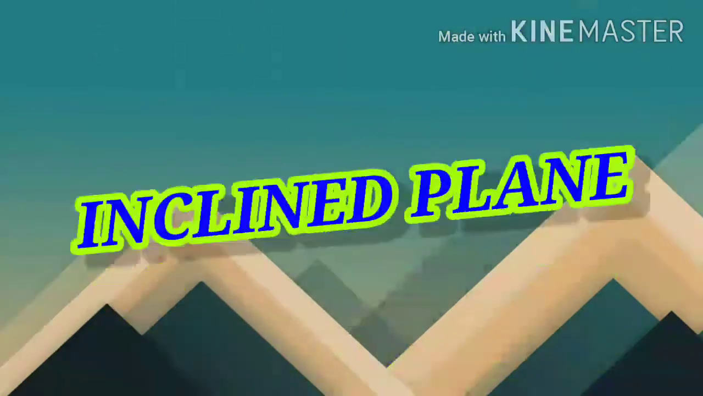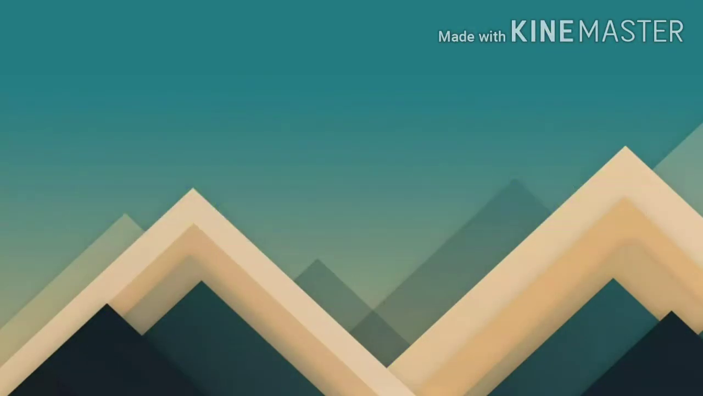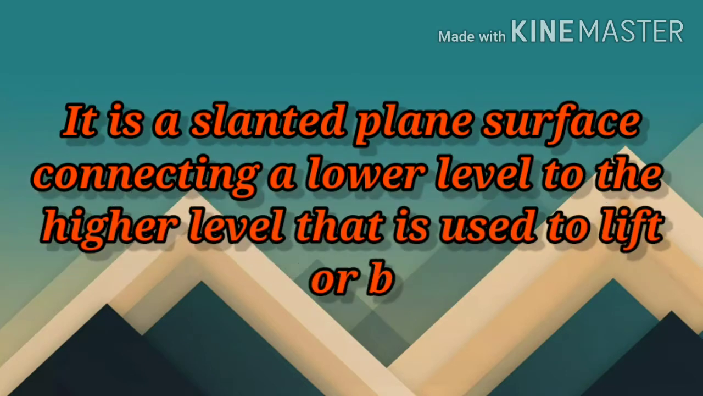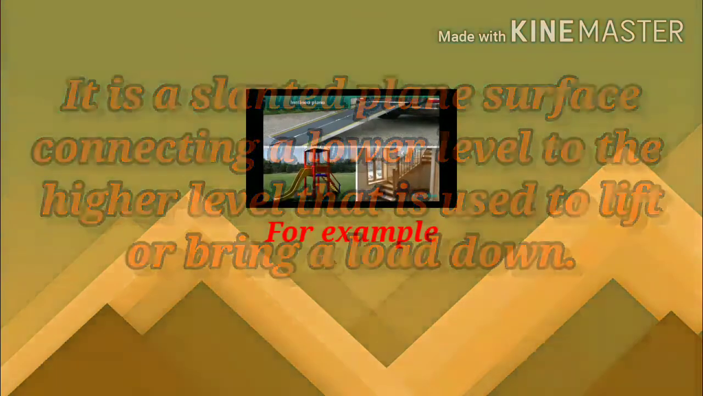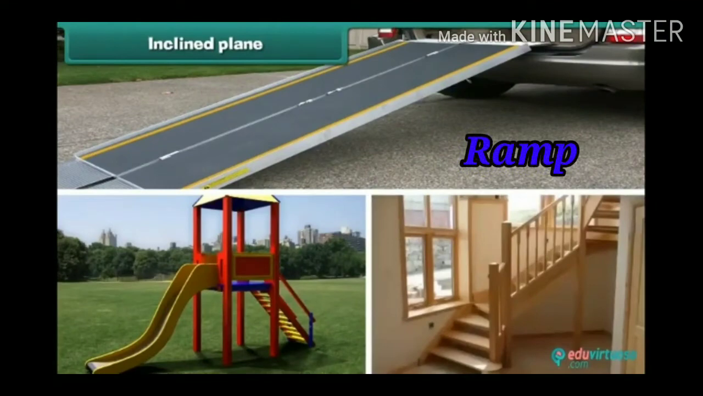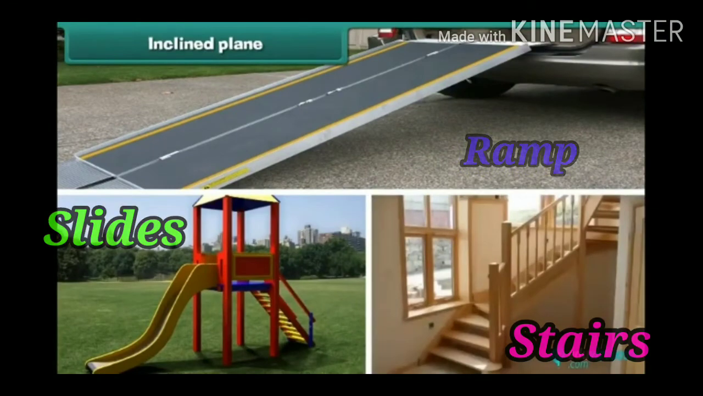Now the next simple machine is inclined plane. It is a slanted plane surface connecting a lower level to a higher level that is used to lift or bring a load down. For example, ramp, slides, stairs, etc.